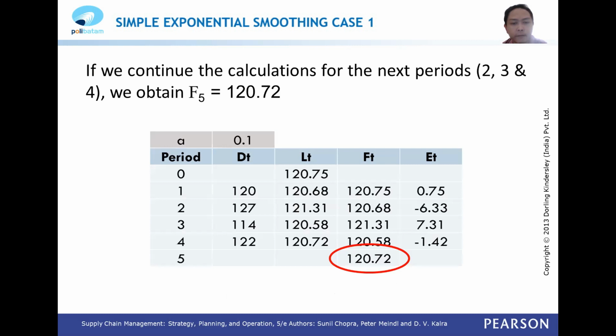Okay, if we continue the calculation for the next periods, periods 2, 3, and 4, we obtain the forecast in period 5 as 120.72. Here we can also see the level in period 0 is 120.75 and the level in period 1 is 120.68. So this table represents our calculations in the previous slide.